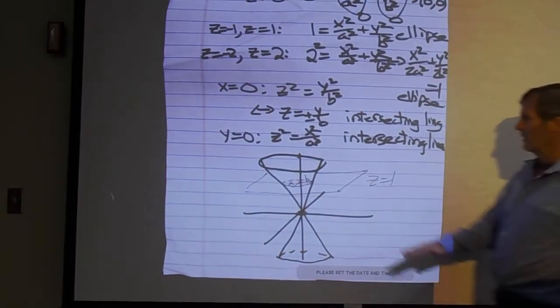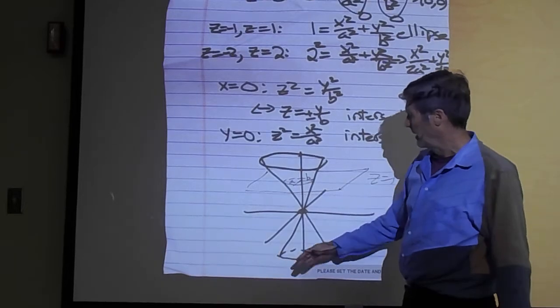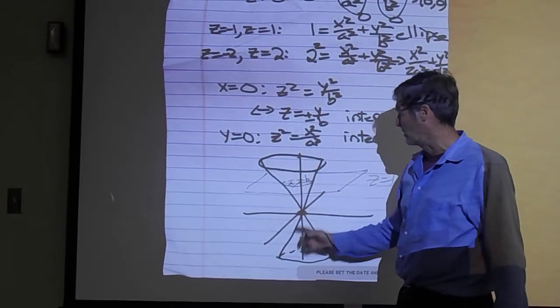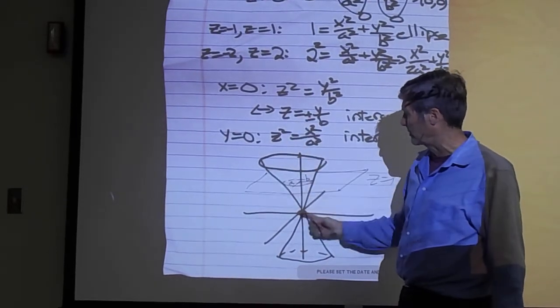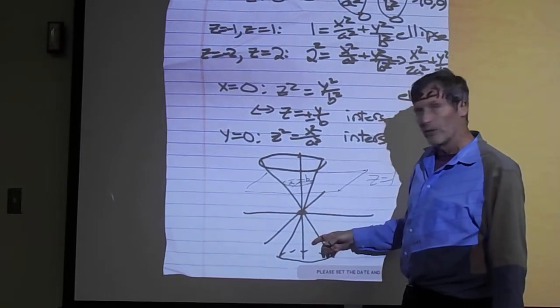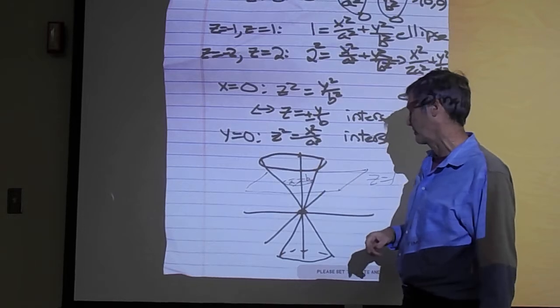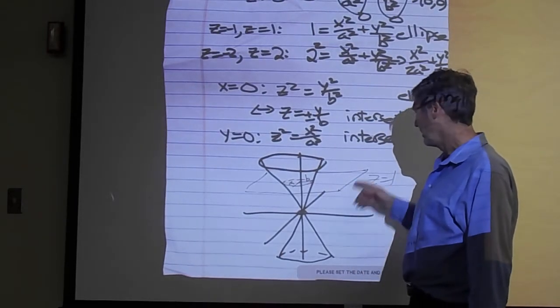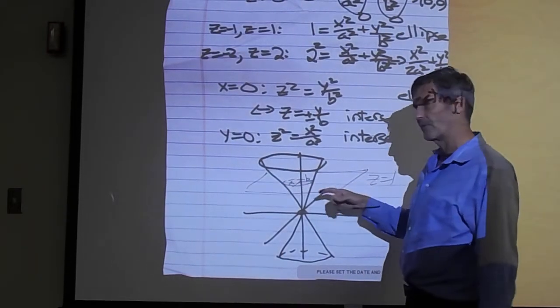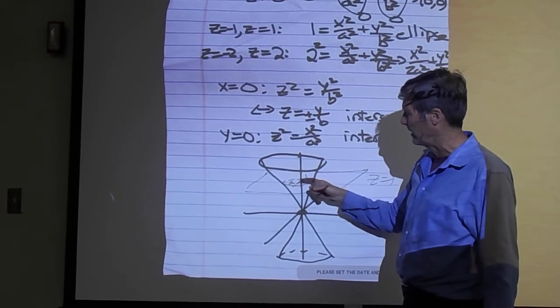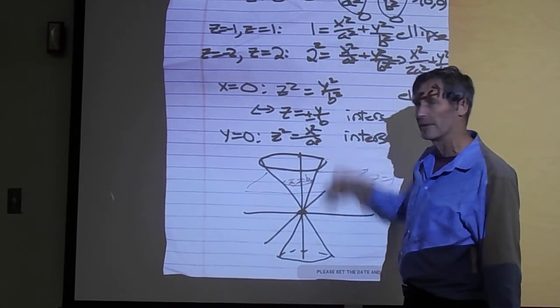What you get then is elliptical cross sections this way, intersecting lines within the yz plane of the paper and also within the xz plane here. You have an elliptic cone. Looks like an hourglass except with elliptical cross sections is what you have. Here's the z equals 1 plane, for instance. If you intersect there, you get this ellipse with semi-axes a and b, whatever the numbers were in the equation.